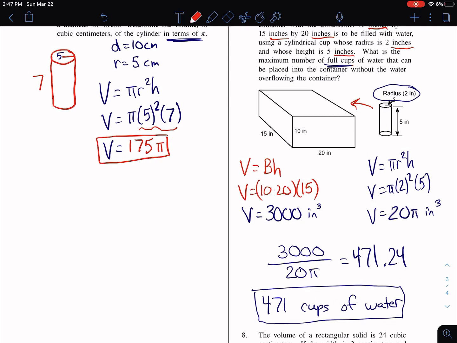we are missing a unit somewhere. Let's see. So let's go through everything one more time. 10 times 20 times 15 is 3,000.